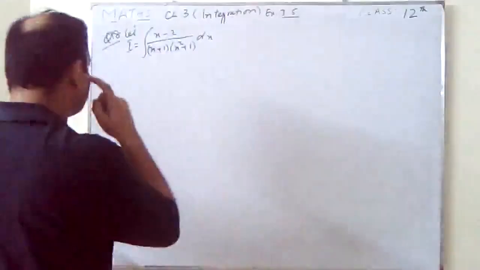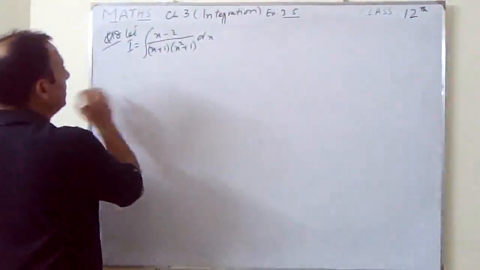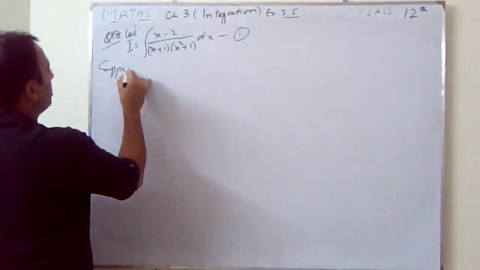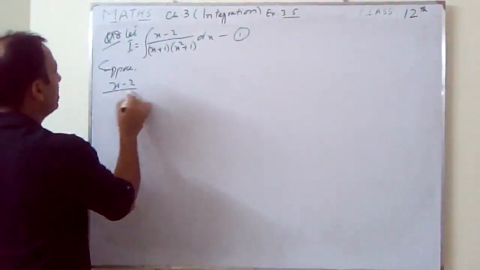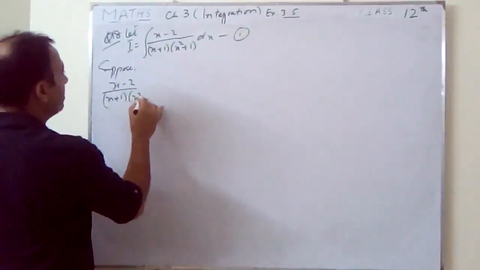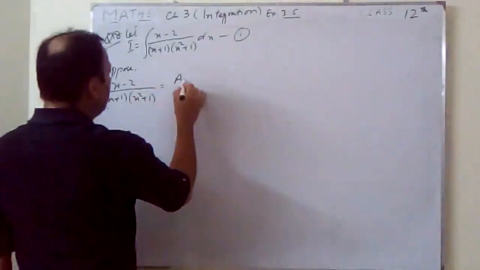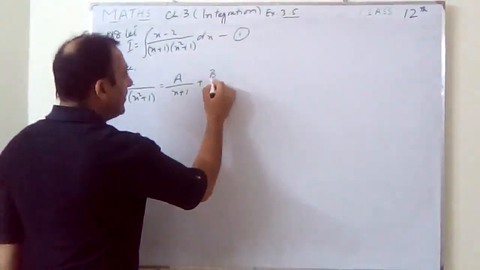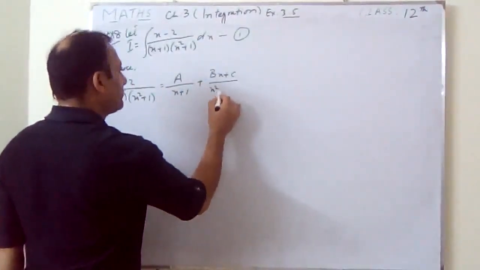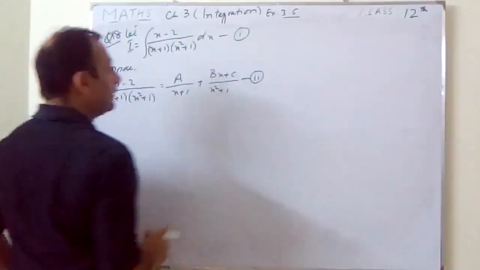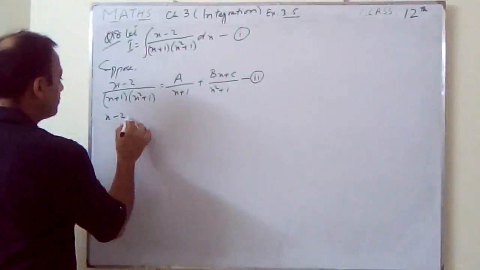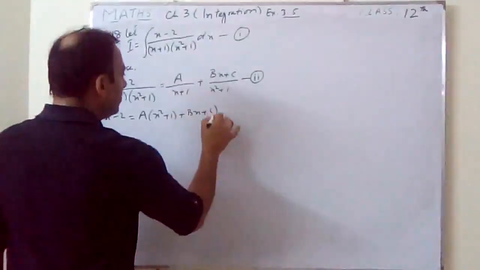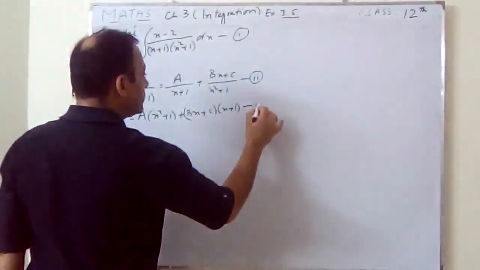So, equation number 1. Suppose (x minus 2) divided by (x plus 1)(x square plus 1) is equal to A divided by (x plus 1) plus, for x square plus 1, we take (Bx plus C) over (x square plus 1). Or x minus 2 is equal to A into (x square plus 1) plus (Bx plus C) into (x plus 1). Equation number 3.